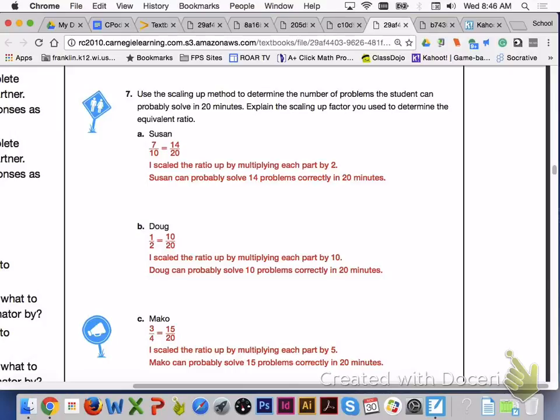For number 7, letter A, Susan can probably solve 14 problems correctly in 20 minutes. Your scaling up factor is going to be 2. For letter B, Doug can probably solve 10 problems correctly in 20 minutes. Your scaling up factor is 10. And for letter C, Mako can probably solve 15 problems correct in 20 minutes. The scaling up factor is 5.